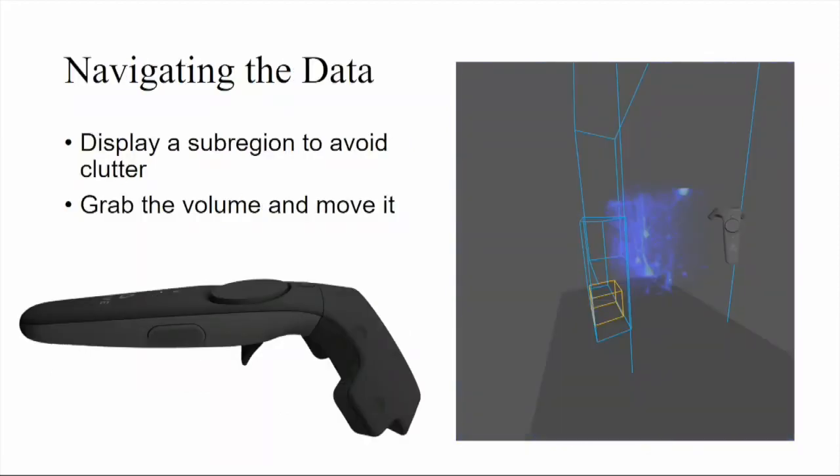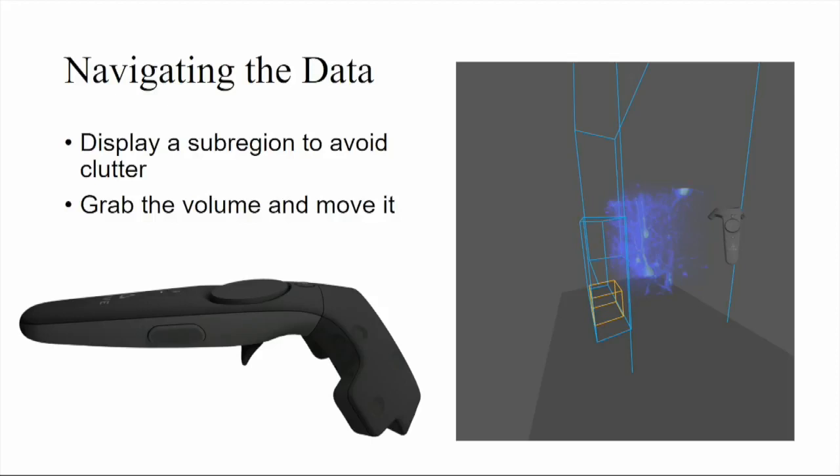For navigating the data, we display a sub-region to avoid clutter and also help us ensure that we can maintain 90 frames per second rendering performance. And so in the world, we show this floor, which is this dark gray thing. And we have this mini-map, which is the little blue box and the orange box on the left. And we show the bounds of the data set, which is the larger blue box.